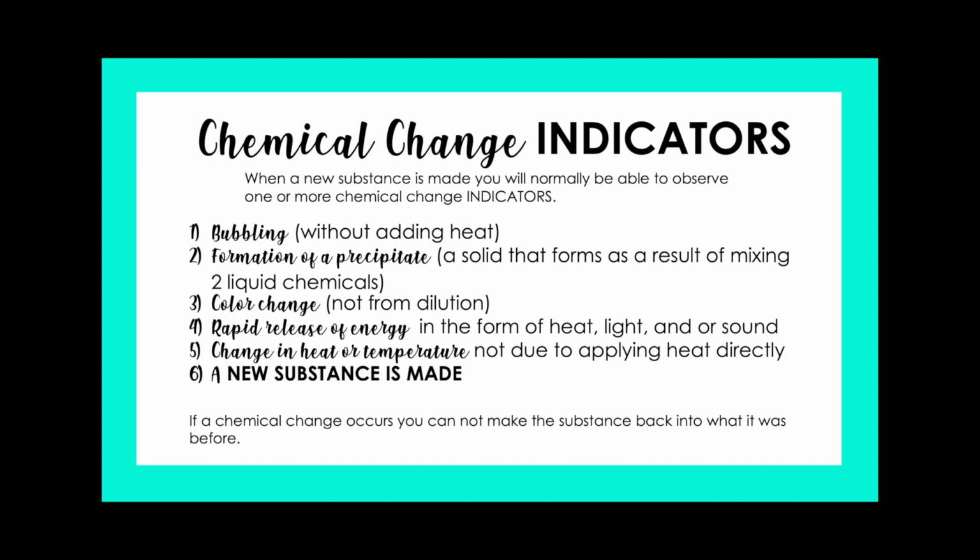Rapid release of energy in the form of heat, light, and or sound. Change in heat or temperature, but that's not due to applying heat directly. So it's a result of these things mixing together, a reaction happening. Lastly, a new substance is made. That's the best indicator there is. So if a chemical change occurs, you can't make it back into the substance it was beforehand.